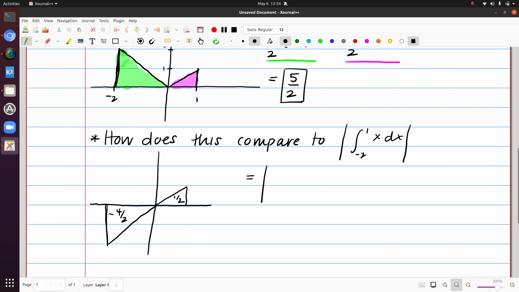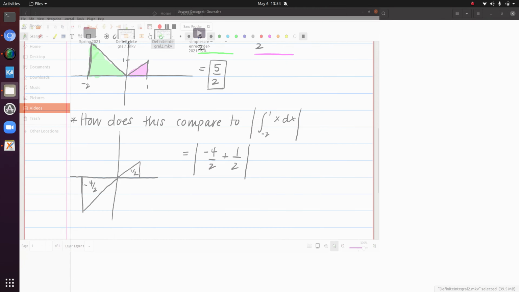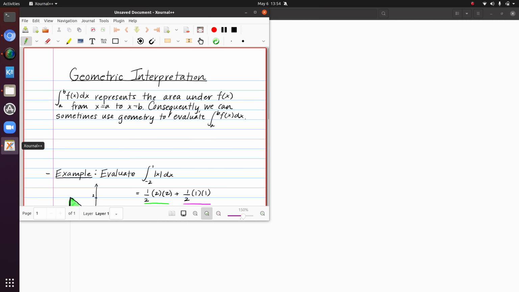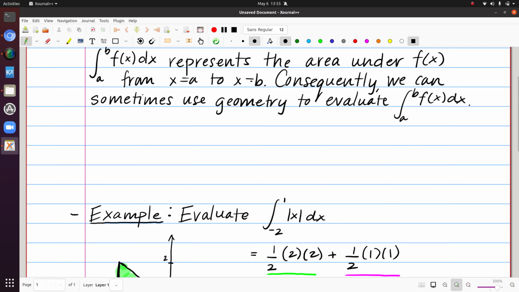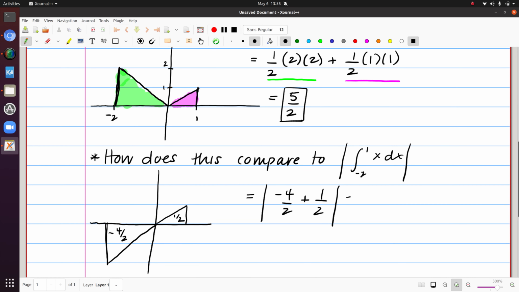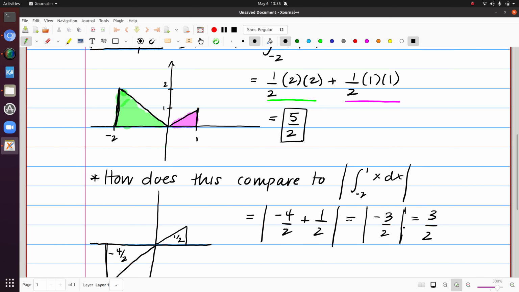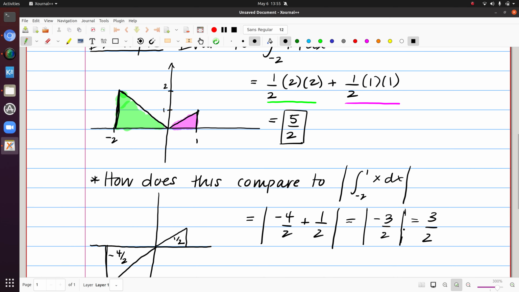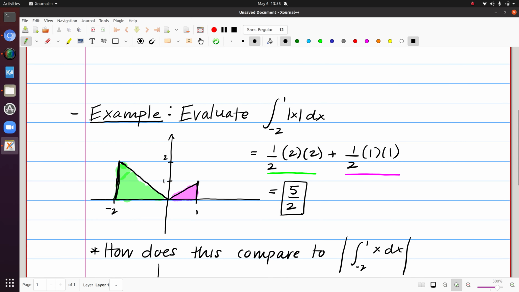So in this case, ignoring the absolute value for now, the integral would evaluate to -4/2 plus 1/2, or -3/2. And then the last step is we take the absolute value, making that +3/2. So what I want to demonstrate here is that these are not the same thing. So you have to be very careful with notation.